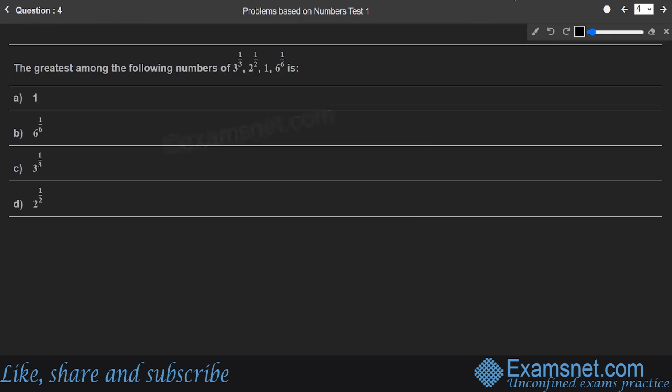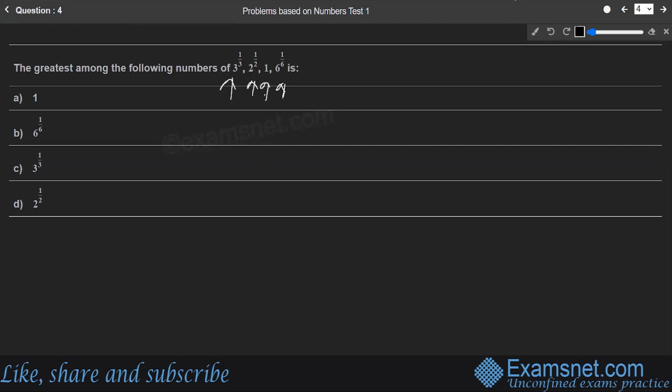Now, the greatest among the following numbers: 3 to the power 1 by 3, 2 to the power 1 by 2, 1 and 6 to the power 1 by 6. We are supposed to find the greatest among these numbers. Let us see the numbers. If we have to find the greatest or the least of them, we need to make them look similar so that we can compare without having to solve.